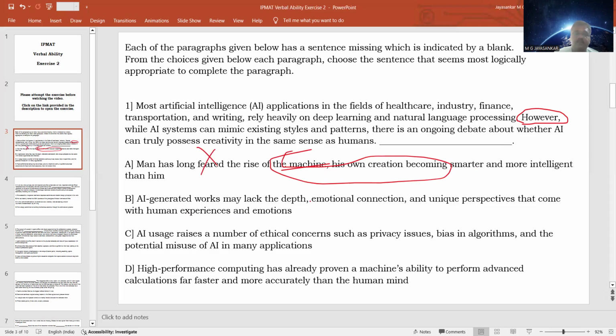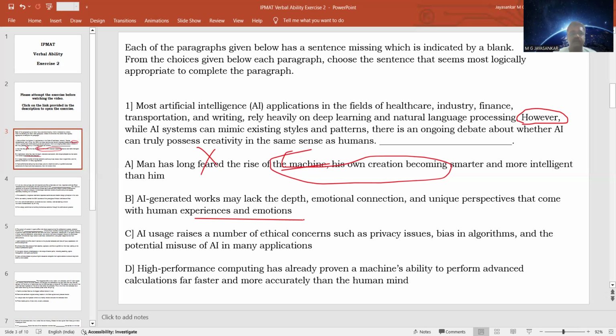Option B: AI-generated works may lack the depth, emotional connection, and unique perspectives that come with human experiences. This is a good answer, because it carries on the debate or doubt expressed in the second sentence about the genuine creativity that humans have, which machines are not likely to have. And this sentence reinforces that by saying that because of this doubt, the works created by AI will not have the emotional connection and unique perspectives that human-generated works have because of human experience.